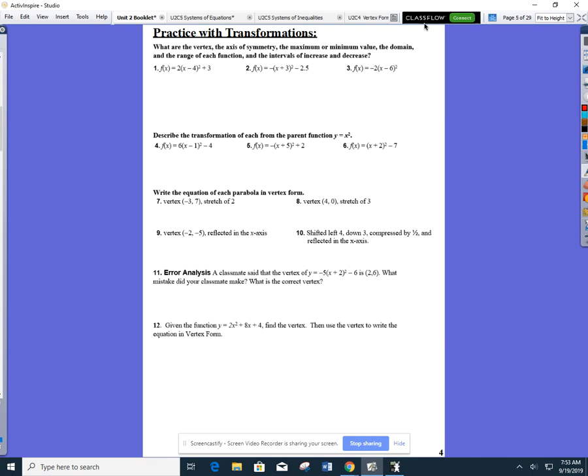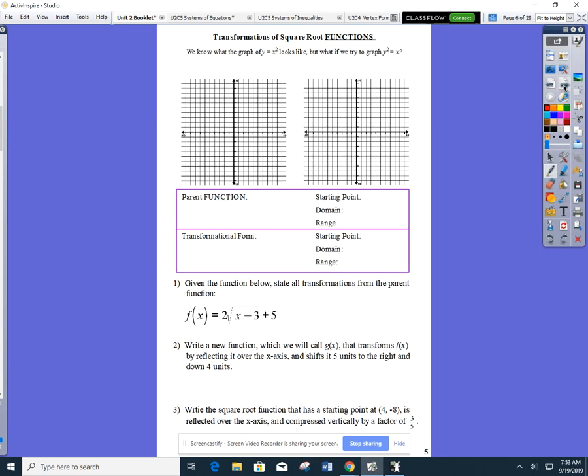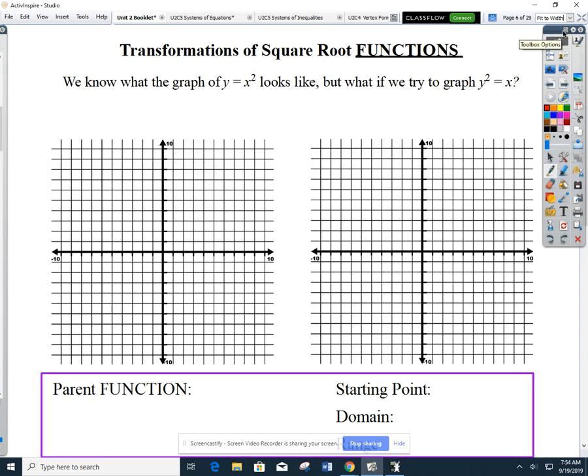All right, so we're going to move on. In your book, we're going to quickly talk about square root functions because you did a worksheet on this the other day, and you probably have a pretty good idea of how these work. But I want to make sure that you know how they work.